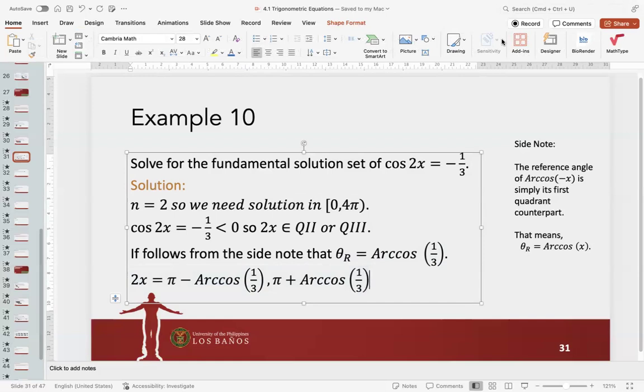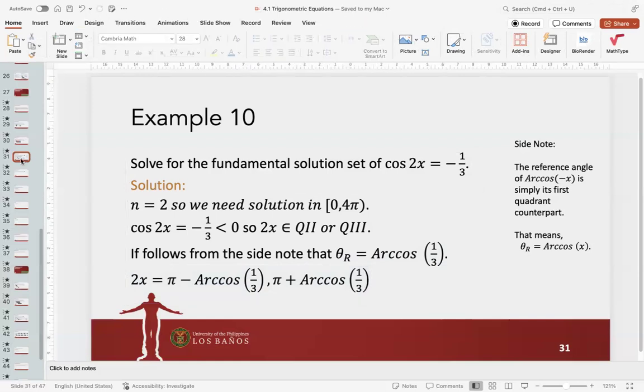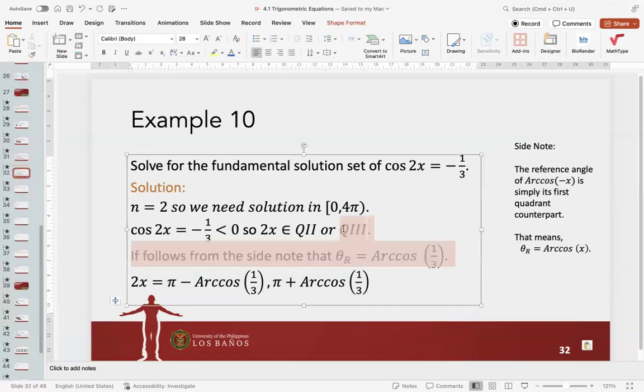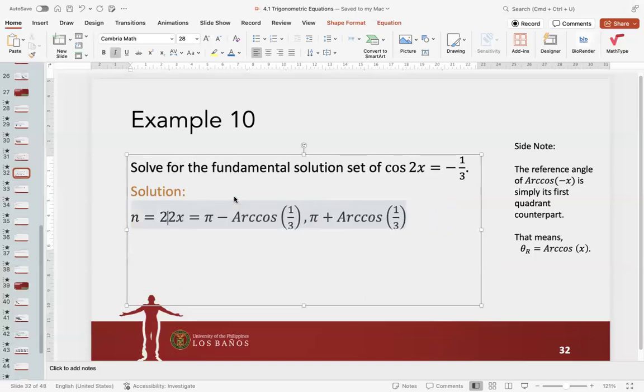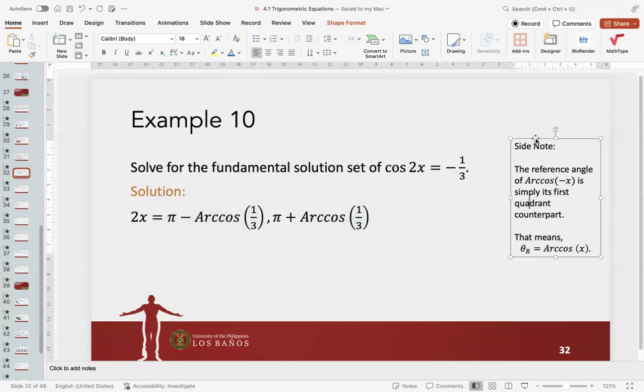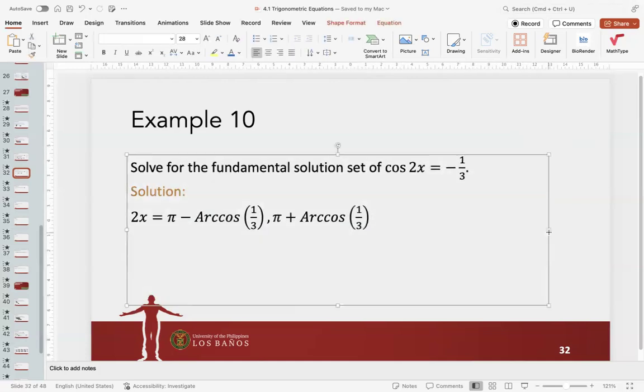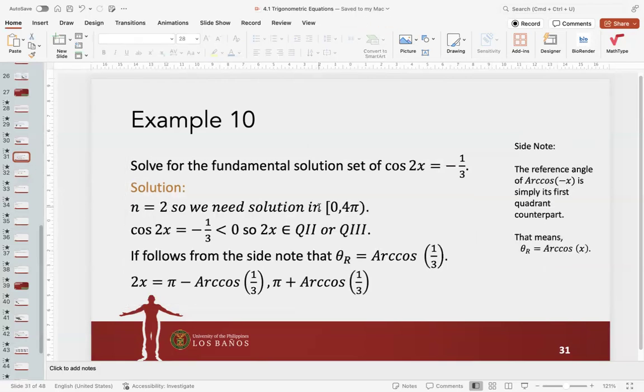Okay, so I hope you can still follow. So let's now continue. So again, these are the values of 2x. We need the value of x only. Okay, so that means we have to divide by 2. But yes, before that, I forgot. Let's just go back to the previous slides. We want the solution from 0 to 4 pi.